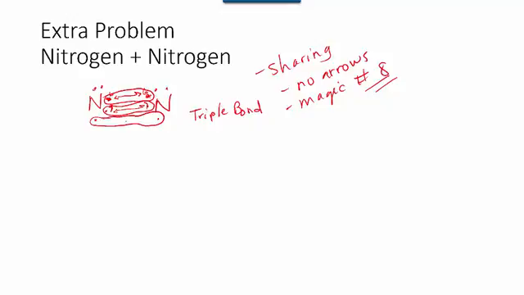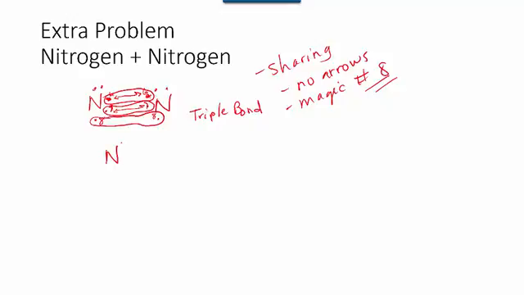But the same type of thing. It has 5 of its own. It's sharing number 6, number 7, number 8. So we hit our magic number of 8. This nitrogen over here on our right has 5 of its own original, and then it's sharing number 6, number 7, and number 8. So this is a completed picture.